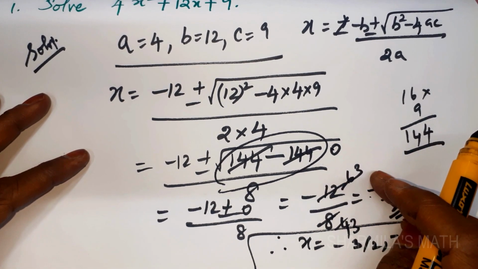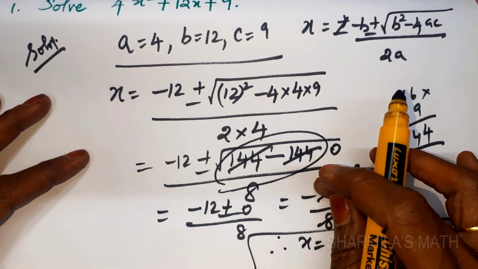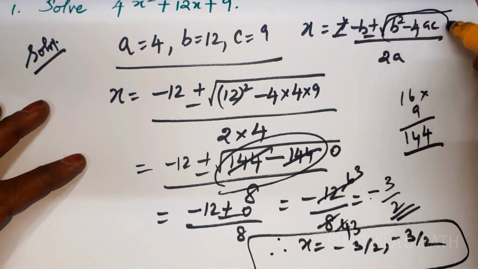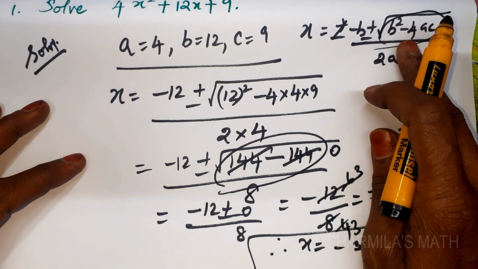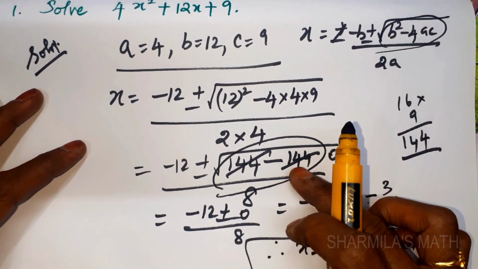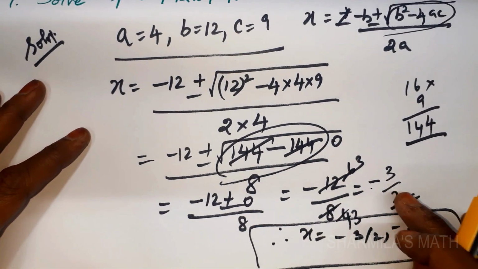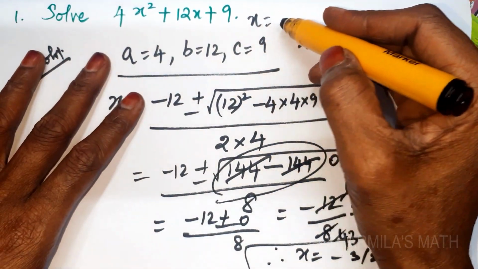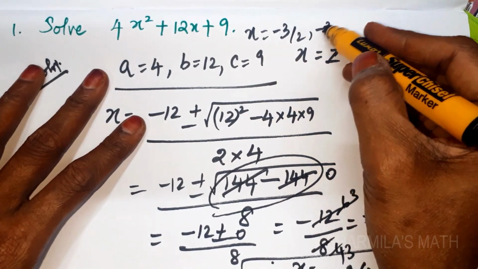At the end of the video, I will tell how to find the nature of the roots using this formula method. Depending upon this, we have to decide. Actually, this is called the discriminant. Based on the discriminant, we can tell the nature of the roots. Since b squared minus 4ac is equal to 0, both the roots are equal. And the equal roots are minus 3 by 2 comma minus 3 by 2. Therefore, we are getting the answer for this problem as x is equal to minus 3 by 2 comma minus 3 by 2.